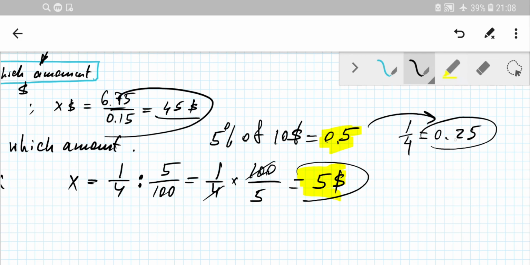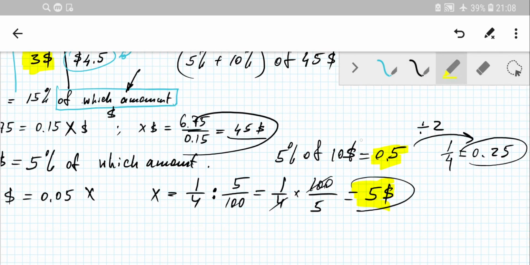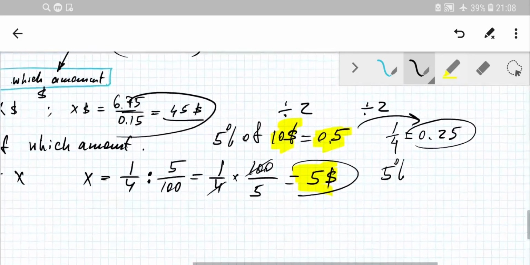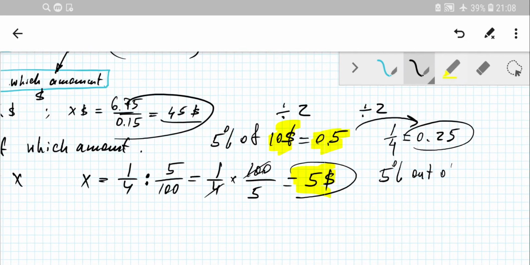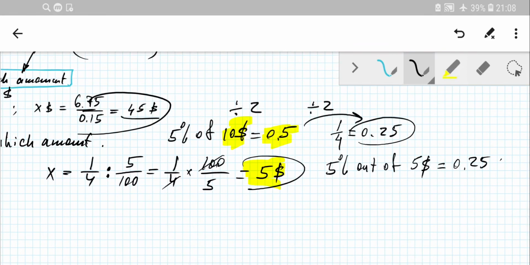So this amount is 2 times less. So simply it's 2 times less. So that's why your amount of dollars should also be 2 times less. That's an alternative way. So if you take 5%, not out of 10, but out of 10 over 2, simply $5, you'll get your quarter, or $0.25. So this is the way how, using the table, you can work it out.